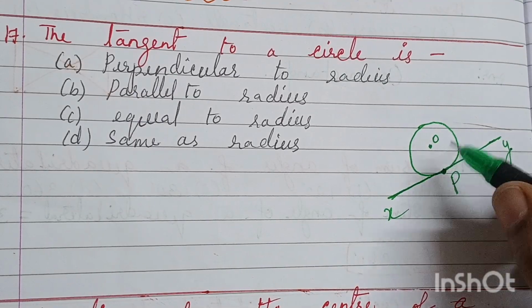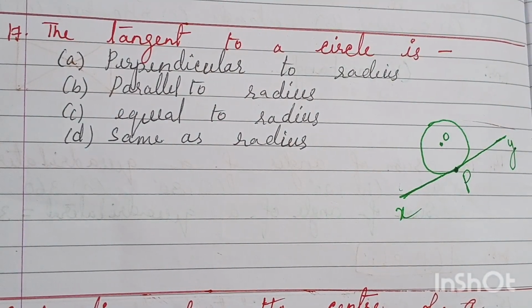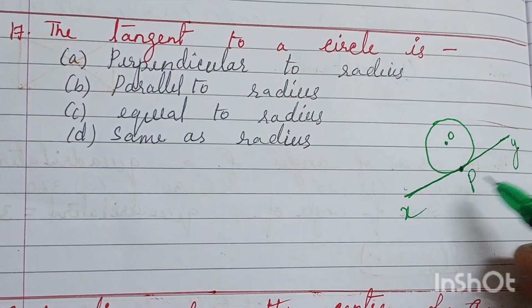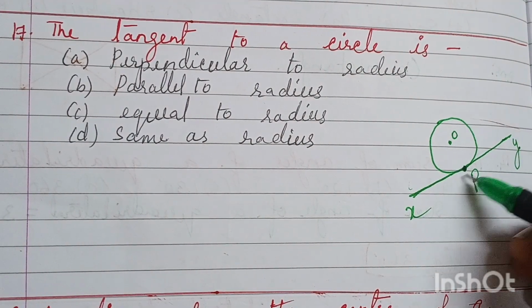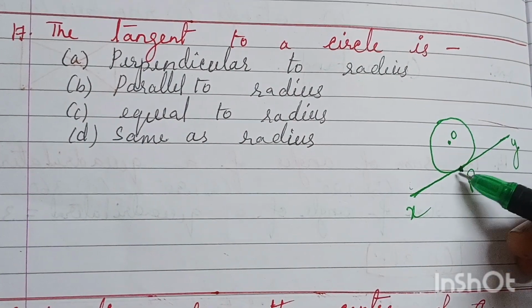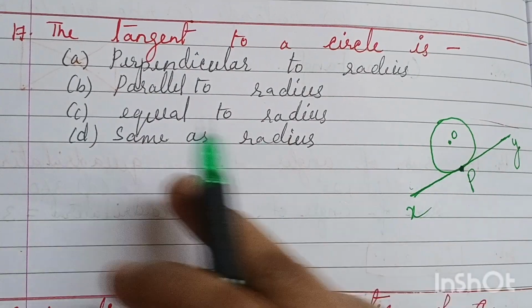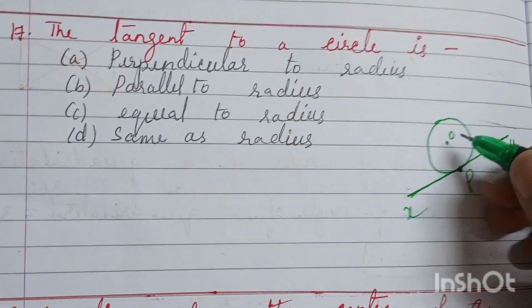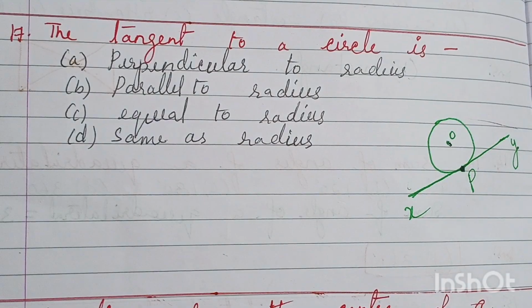XY is a tangent, and this P, the touching point, is called the point of contact. Okay, so we can draw only two tangents from an external point to a circle. Tangent means outside, एक circle को touch होके पास होता है. While passing, the touching point is called the point of contact. And the tangent to a circle is perpendicular to the radius. So O is the center of the circle.